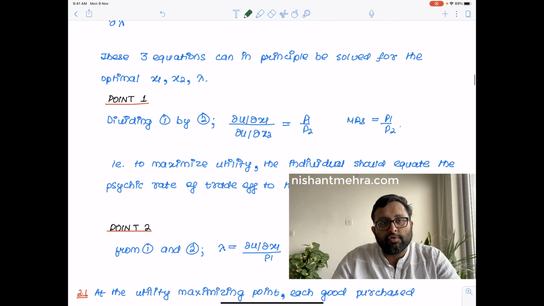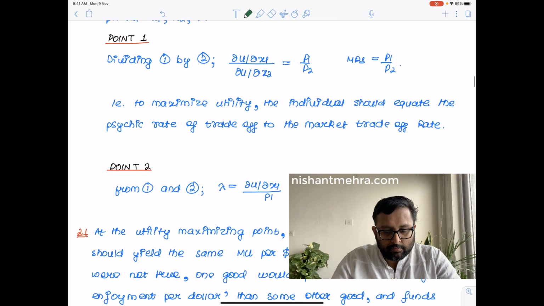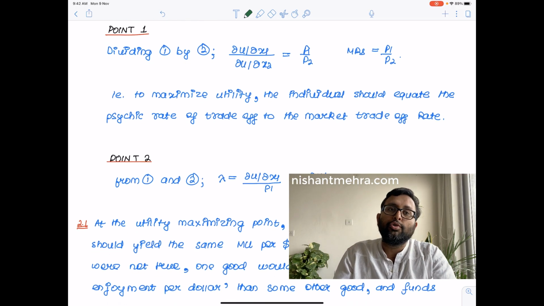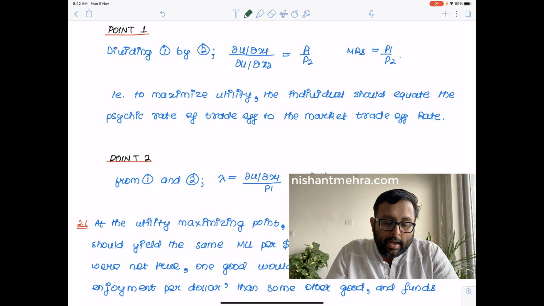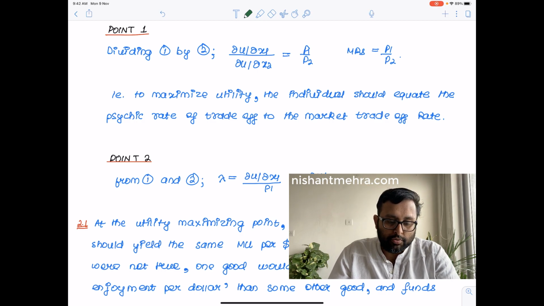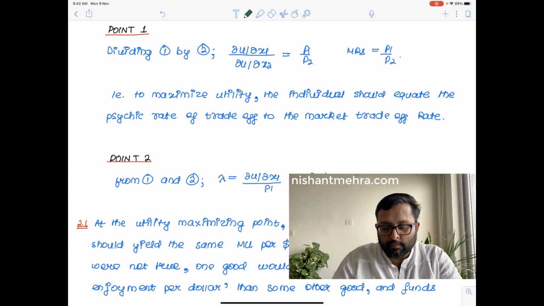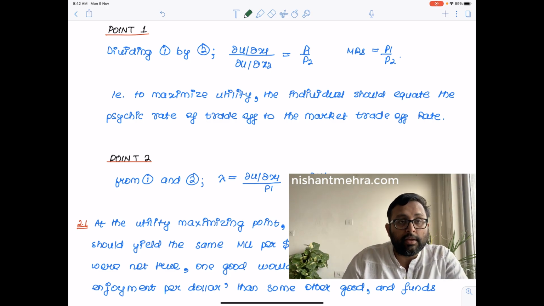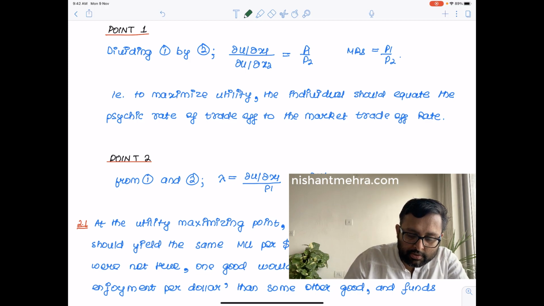There are a few interpretations which you can do. If you divide 1 by 2, what you get is del u by del x1 upon del u by del x2 equals p1 by p2, which is MRS equals the price ratio, right? Of course these first order conditions are giving you the solution to your utility maximization problem. If the consumer is maximizing utility, then the individual should be equating the MRS to the price ratio.